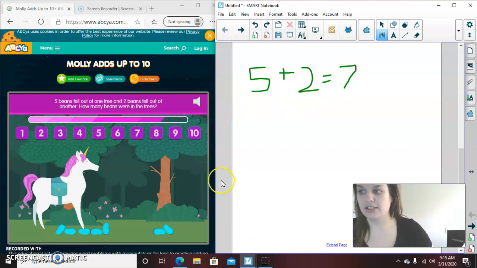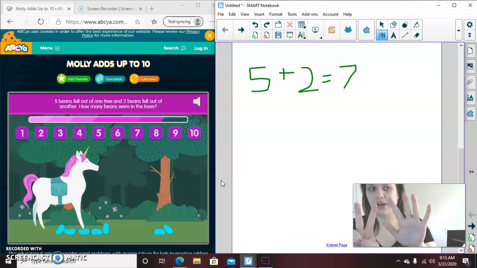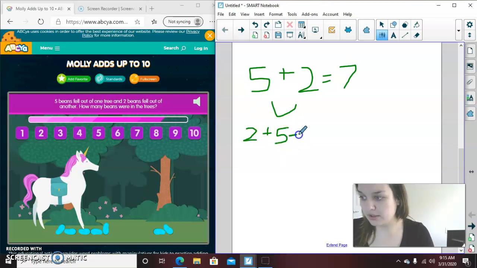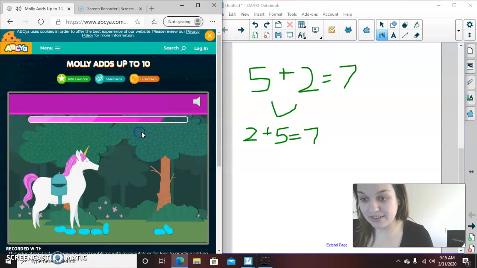Now let's just check our answer. So we had 5, and then we have 2 more. So let's count. 1, 2, 3, 4, 5, 6, 7. We did it. Now remember, this number sentence can be switched. So it could say 2 plus 5 equals 7. Tell me when to stop when I get to the number 7. Yep, stop. There's a 7.